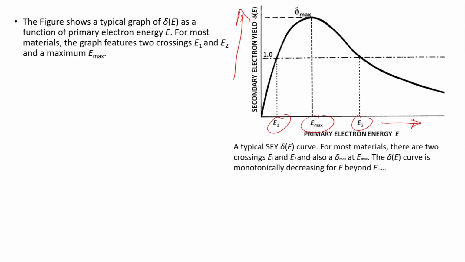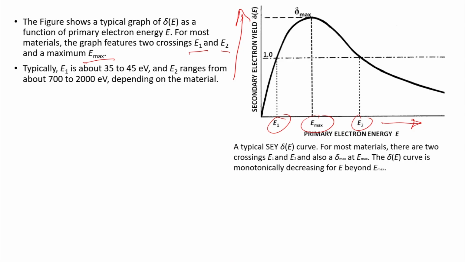Now let us try to understand the significance of E1 and E2. Here you are getting two crossings, E1 and E2, and a maximum, E max. This is the maximum yield, and the corresponding energy is E max. Typically E1 is about 35 to 45 electron volts, and E2 can range from 700 to 2000 electron volts. It again depends on the material.